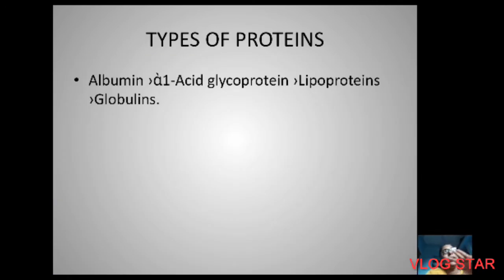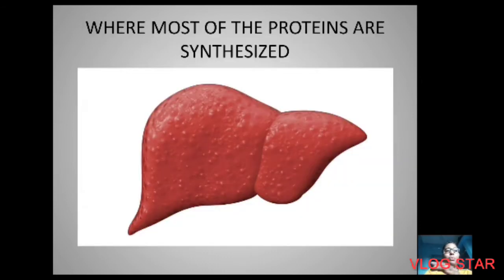So you have various proteins like albumin, alpha acid glycoprotein, lipoprotein and the globulins, which are involved in the binding of drugs. Albumin is the most common protein which binds to almost all the drugs. That is, almost all drugs bind to albumin. So next to albumin, alpha 1 acid glycoprotein. You can wonder where these proteins are synthesized. Yes, most of the proteins are synthesized in the liver.